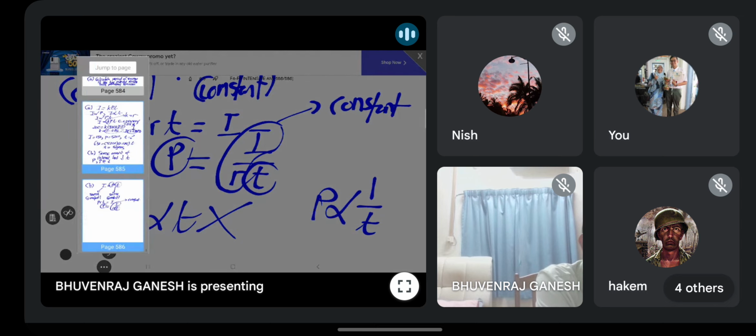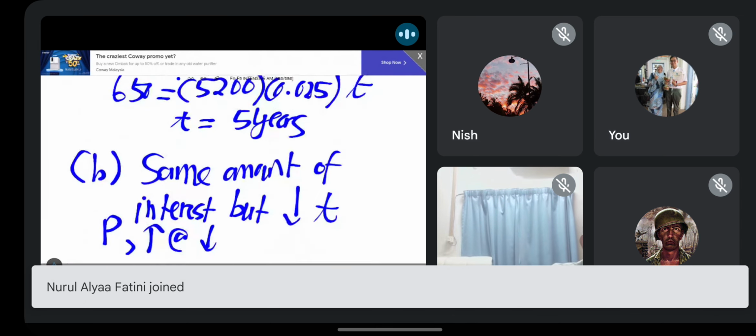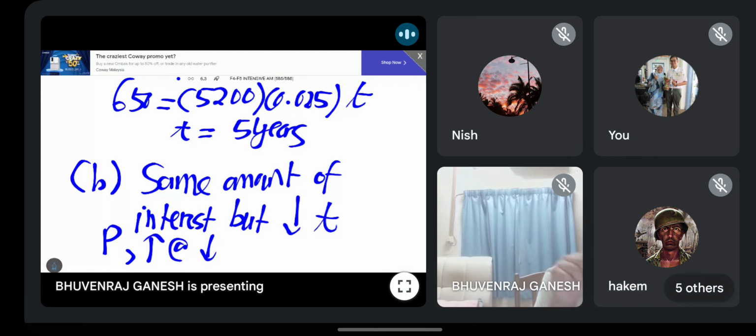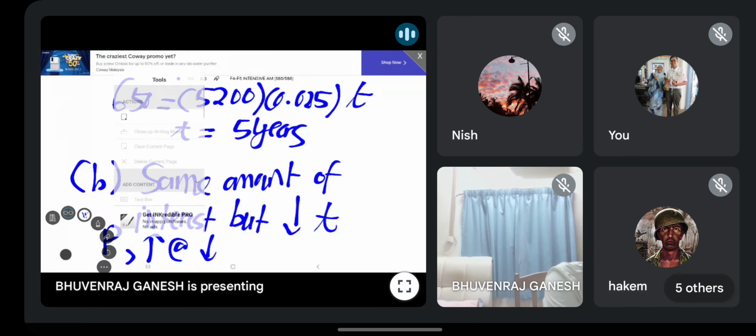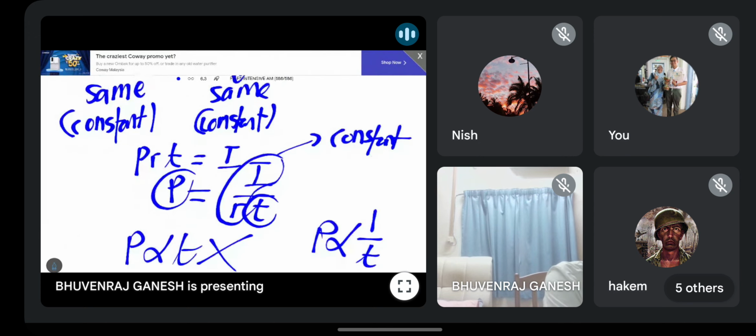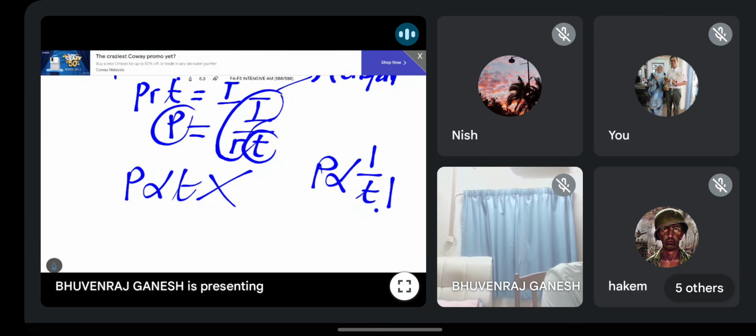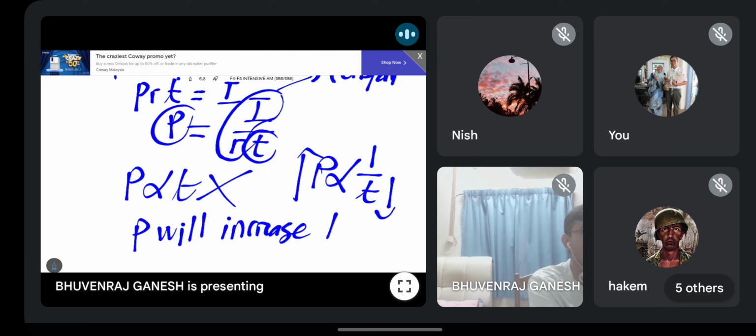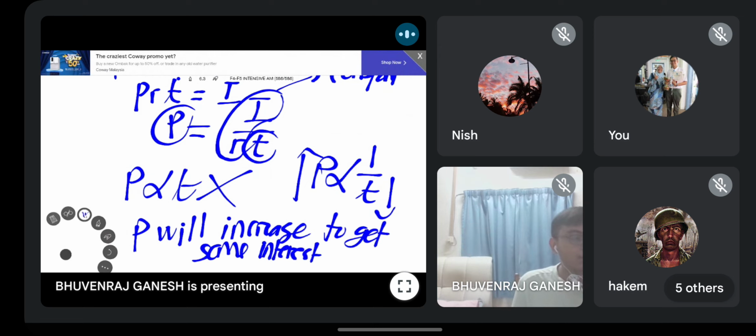So now, if you refer to the question, they say that T sekarang kamu berkurang. So mereka tanya, apa efek pada nilai P? They say that T berkurang. So guys, if T berkurang, P akan meningkat. Okay, so that's why the answer is P will increase. Untuk dapat nilai faedah yang sama, to get same interest. Because T now berkurang. R constant, I constant. So sekarang P dan T nilai dia akan berubah untuk dapat I yang sama. Okay guys? Understand?